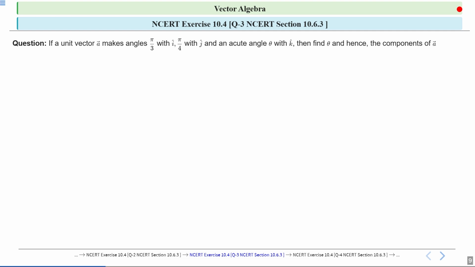So you can notice that the question is testing our understanding of direction cosines and how to relate angles with the vector components, right? So we will use the fact that for a unit vector, the sum of the squares of its direction cosines equals 1, right? Okay. So let's see how we can solve this question.